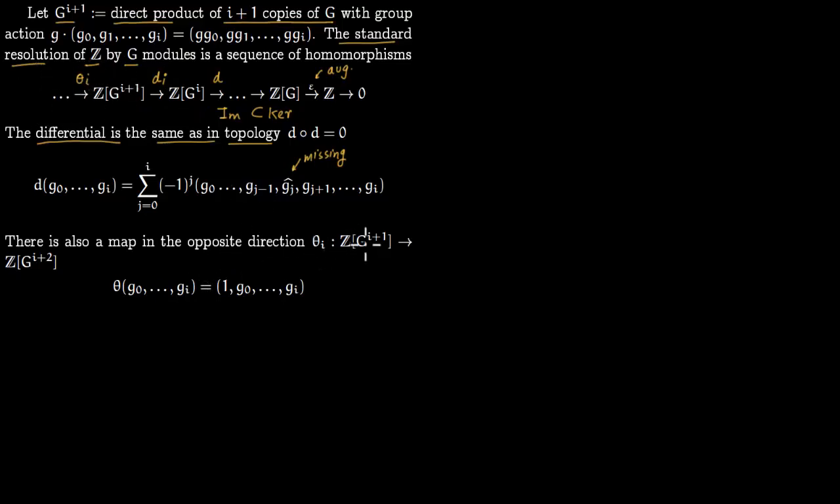So theta_i goes from this i+1 to i+2. So notice this index is decreasing, so obviously the element sitting here is Z G^{i+2}. And obviously the map coming back here has to be d_{i+1}. So theta_i is going in this direction, and this white arrow is d_{i+1}. So this map is very simple. You just put a 1 in the front, so that will give you i+2 components. And this is just a construction to prove that this thing is exact.